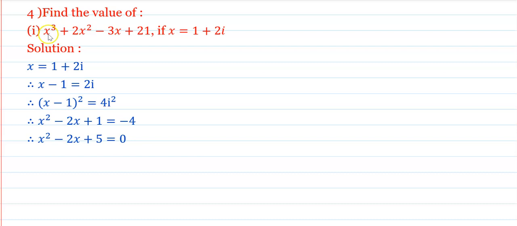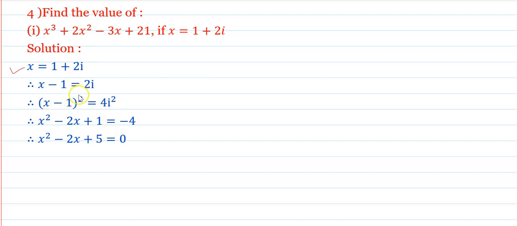First, find the value of x cube plus 2x square minus 3x plus 21 if x is equals to 1 plus 2i. Now first see this here. x is equals to 1 plus 2i. We will not directly substitute it here. Now we'll solve this. x is equals to 1 plus 2i. Therefore, x minus 1 is equals to 2i. Squaring on both sides, you will get x minus 1 bracket square is equals to 4i square.